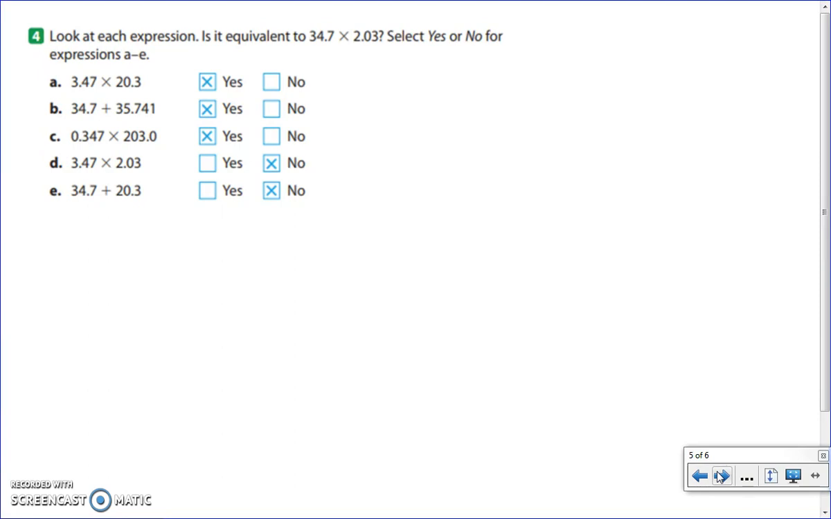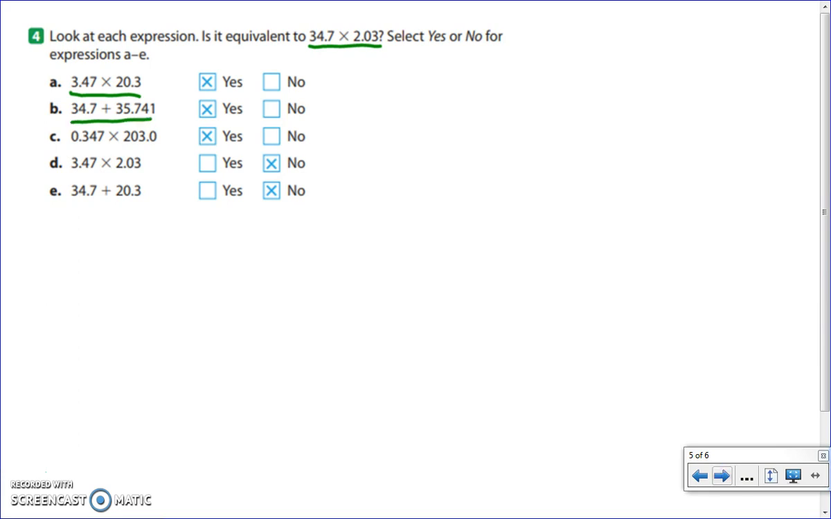So look at each expression. Is it equivalent to 34.7 times 2.03, or 34 7/10 multiplied by 2 3/100? Select yes or no for expressions A through E. So let's try to figure this out here. I'm going to say that what they're doing on some of these is just moving the decimal from the original problem. And I'm not sure what they did here, but we can check.